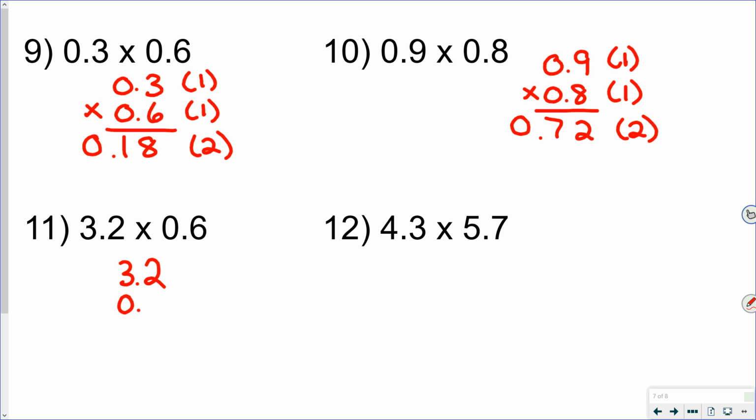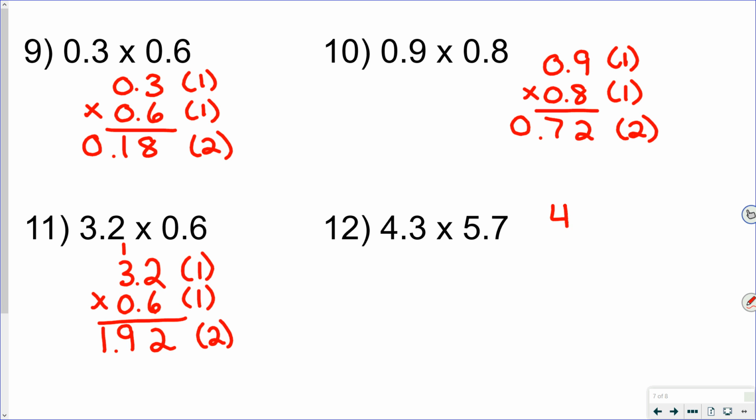3 and 2 tenths times 6 tenths. 6 times 2 is 12. 3 times 6 is 18, plus 1 is 19. 3 and 2 tenths has 1 digit after the decimal point. 6 tenths has 1 digit after the decimal point. So we need a total of 2 digits after the decimal point. So our answer is 1 and 92 hundredths.